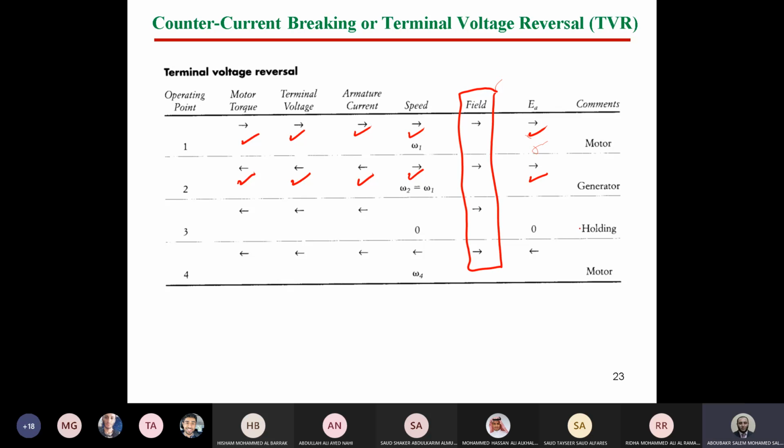At the holding point, which is the point if we disconnect the motor, in this case, guys, the motor torque is in negative sign. The terminal voltage is already in negative sign.